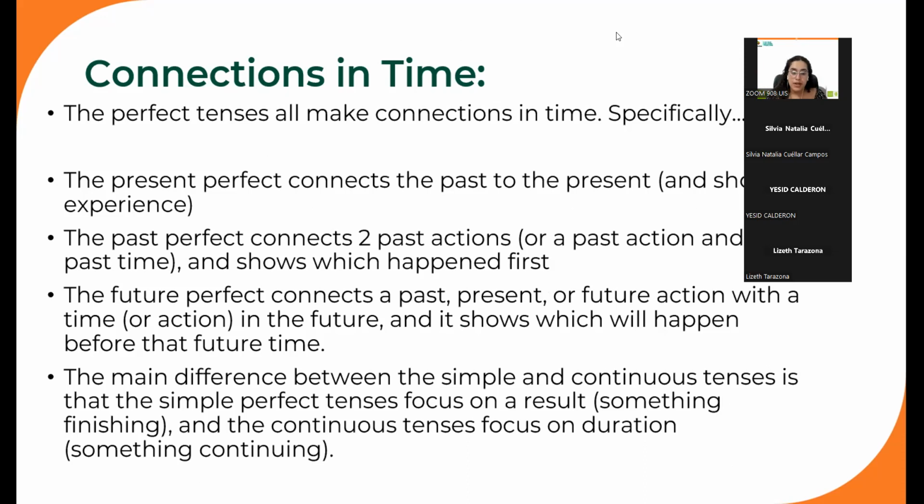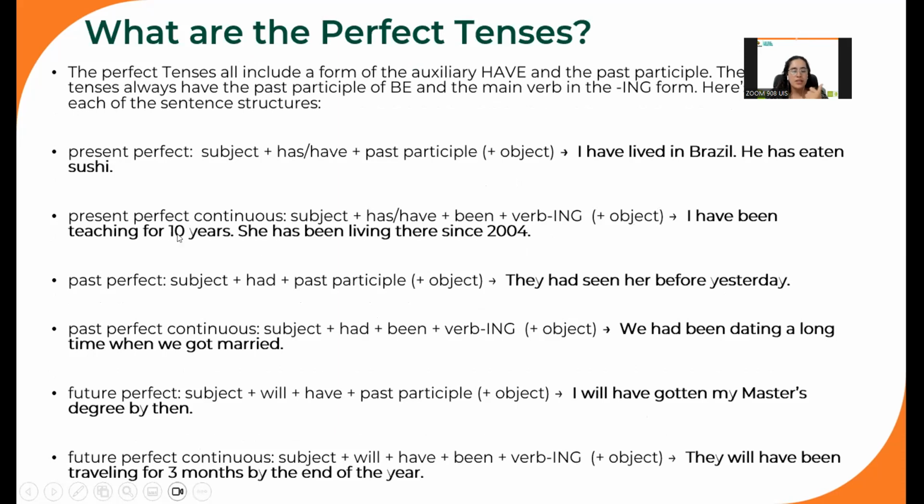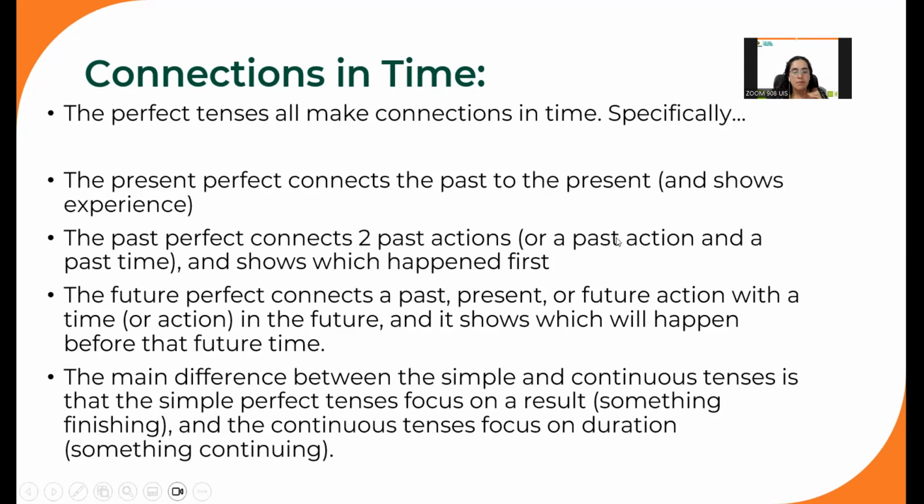Then the past perfect connects two past actions, okay? So two points in the past are connected with the past perfect. We have a past action and a past time and it shows which happened first. Let me go back to the example so we can see. They had seen her before yesterday. So we not only connect two actions, but a past action and a past time.